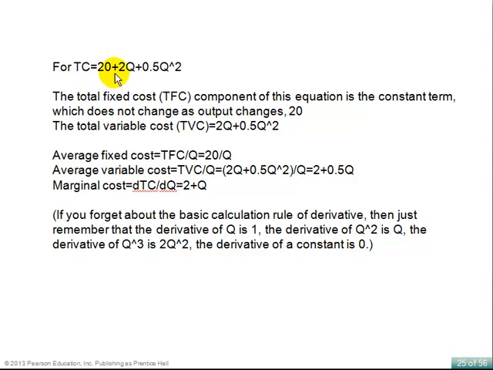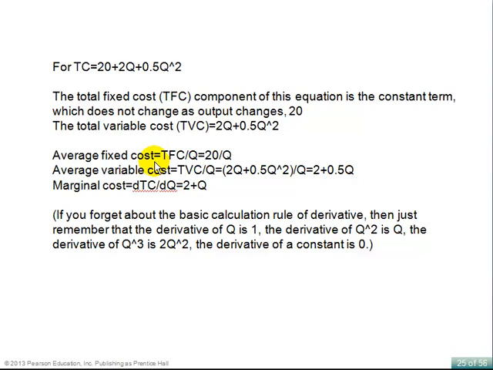For total cost equal to 20 plus 2Q plus 0.5Q squared, the total fixed cost component of this equation is a constant term, 20 again, which does not change as output changes. The total variable cost is this part, 2Q plus 0.5Q squared. It does change as output changes.